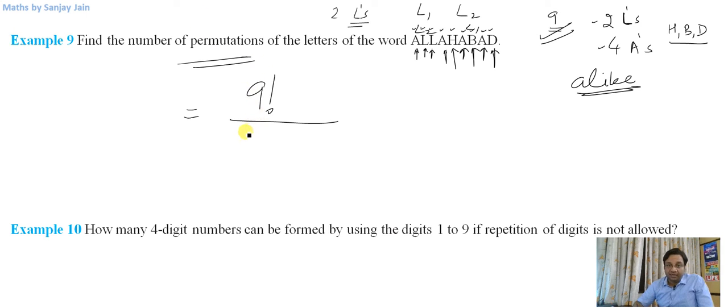So to take care of that, I'll divide by 2 factorial, because that is the factor by which it is overcounted in this 9 factorial. And to take care of these A's, I have to divide by 4 factorial, and this will be my answer: 9 factorial divided by 2 factorial and 4 factorial. So now you can solve this and find the answer.